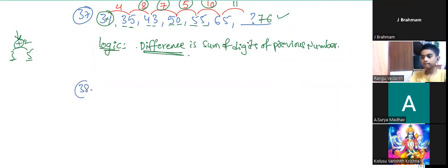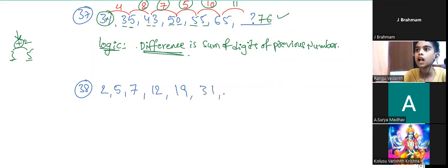Okay, tell me the answer for this question. Next one: 2, 5, 7, 12, 19, 31, 50, and the next number is?